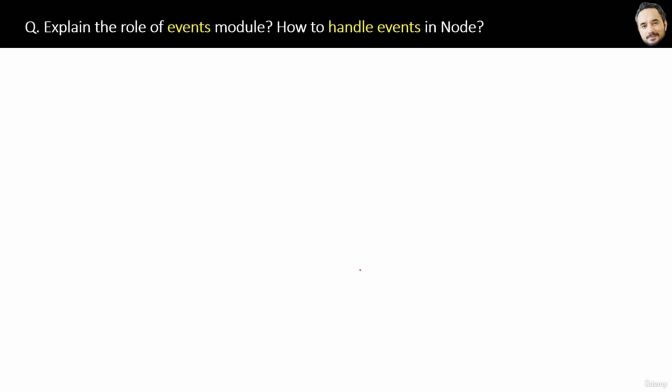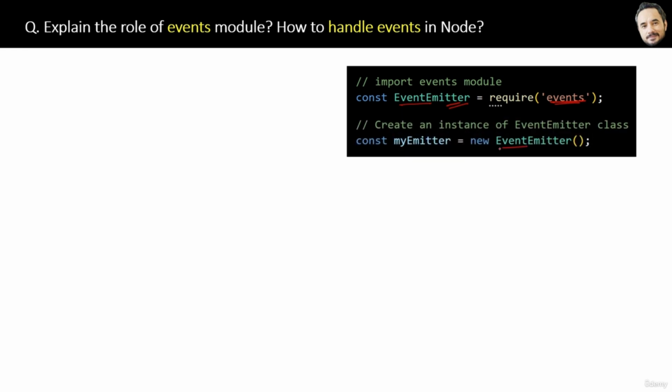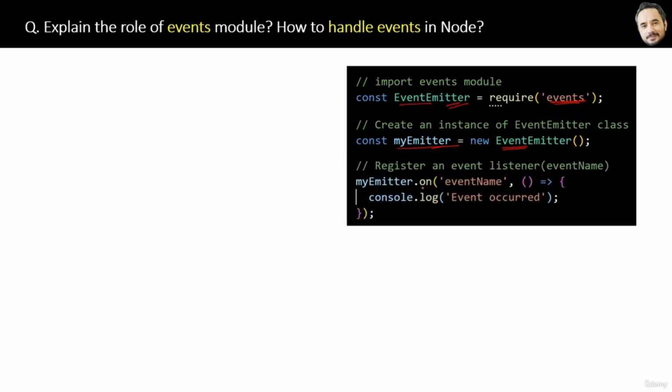For that, first we will import the events module, and from that we will get a class, EventEmitter. Now this class has many functions and properties, and to use those functions, first we will create an instance of this EventEmitter class like this. So this we call an instance or object also. Now we can use the on function of the myEmitter object to register the event listener.